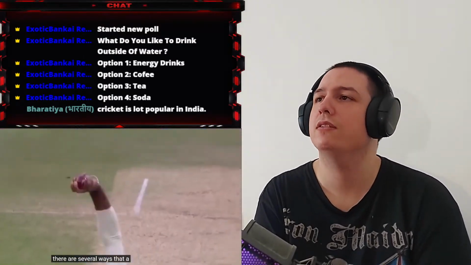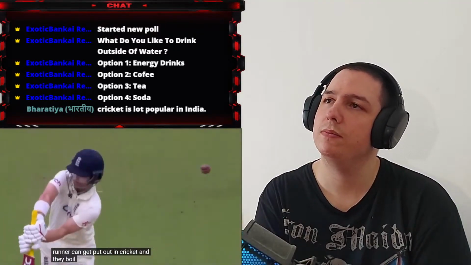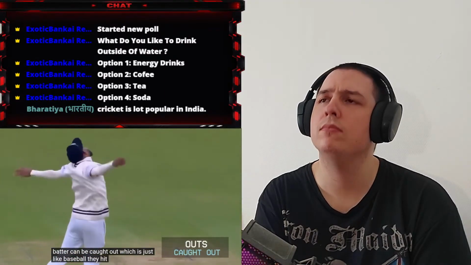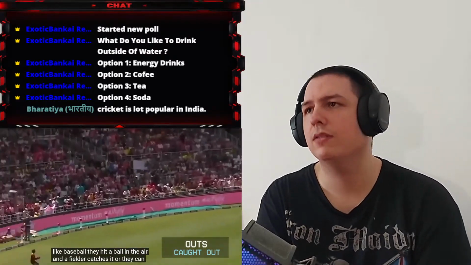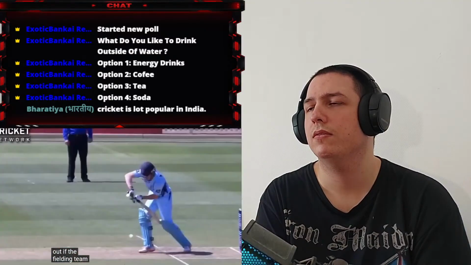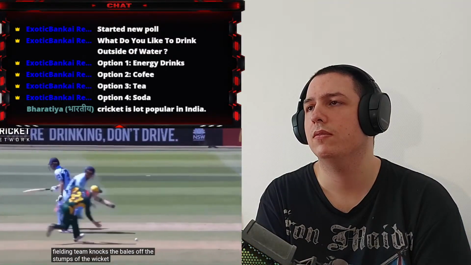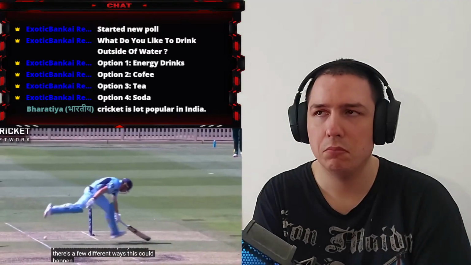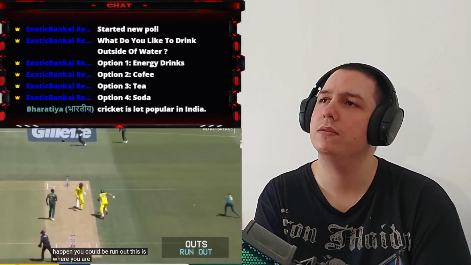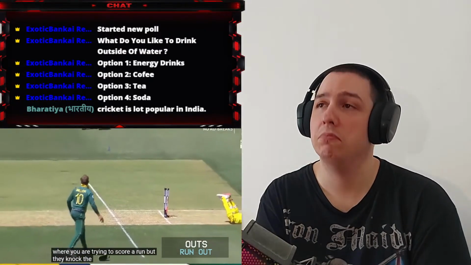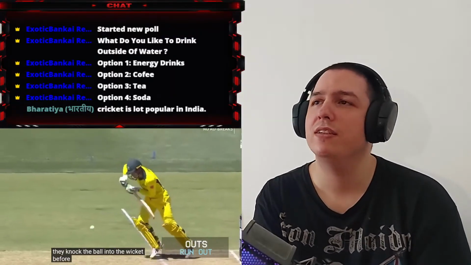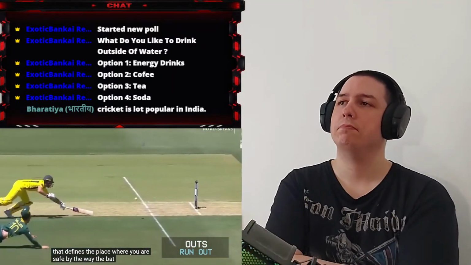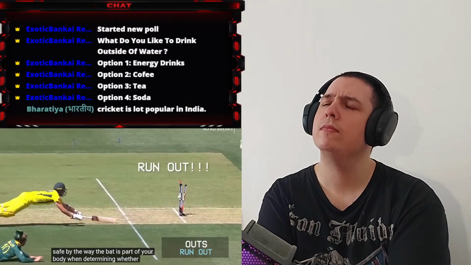There are several ways that a batter or runner can get put out in cricket, and they boil down to 2 basic categories. A batter can be caught out, which is just like baseball. They hit a ball in the air and a fielder catches it. Or they can be out if the fielding team knocks the bails off the stumps of the wicket when you are in a position where that could put you out. There's a few different ways this could happen. You could be run out. This is where you are trying to score a run, but they knock the ball into the wicket before you reach the crease that defines the place where you are safe. By the way, the bat is part of your body when determining whether or not you are safe.